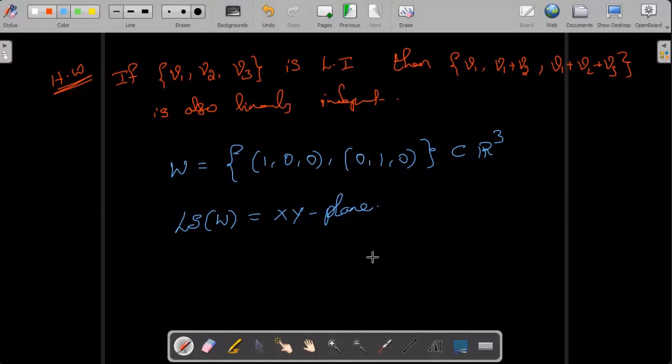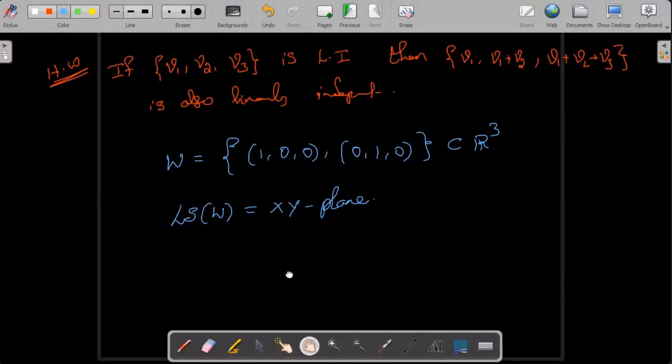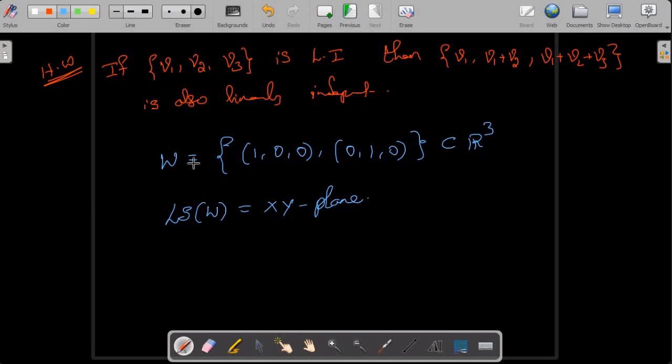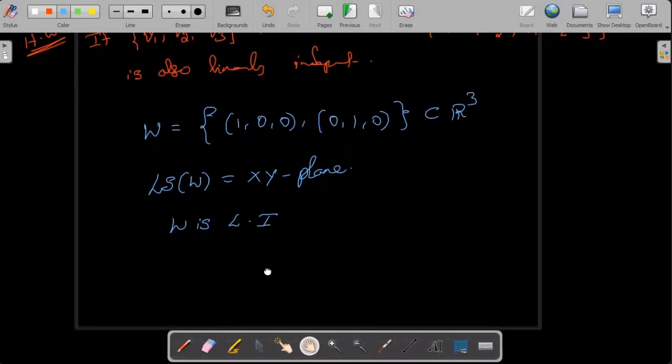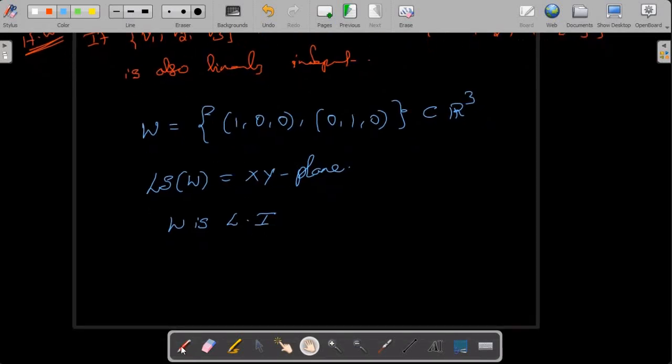We already did this. All right, and what else do you know about this W? This W is linearly independent. This is what you know. Okay, so when it is linearly independent, my claim is that every element in the linear span of W, in other words, every element in the XY plane, can be uniquely expressed as a combination of these two elements.